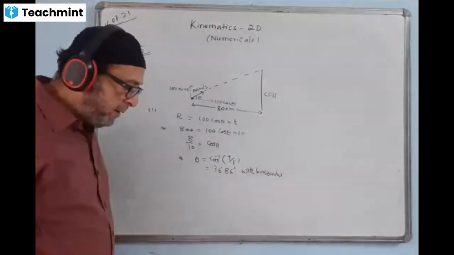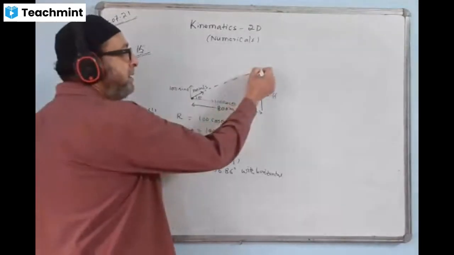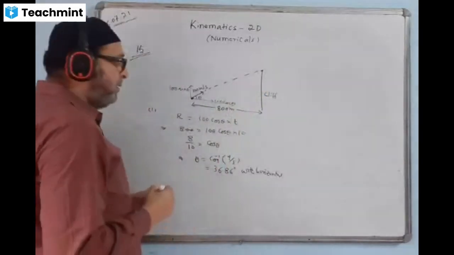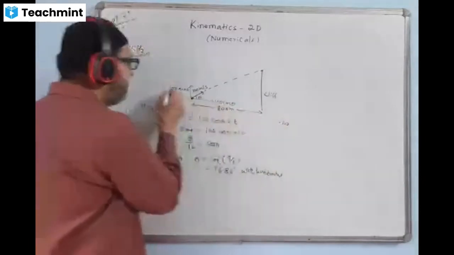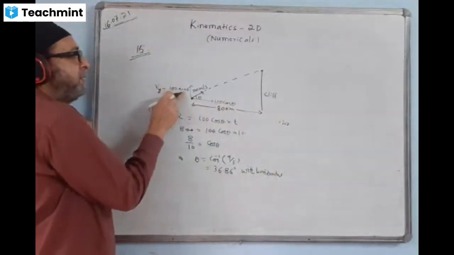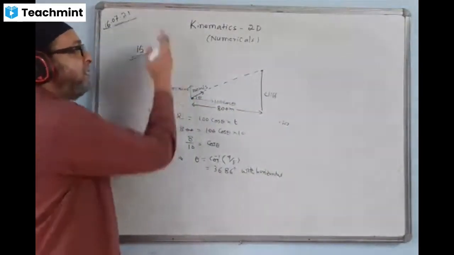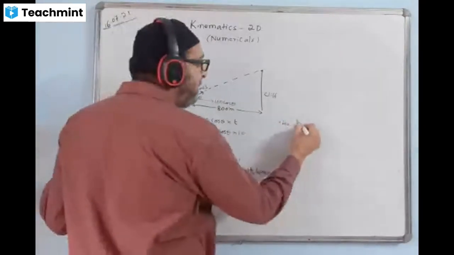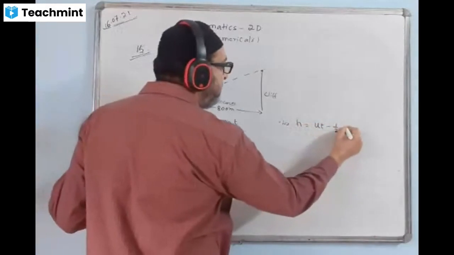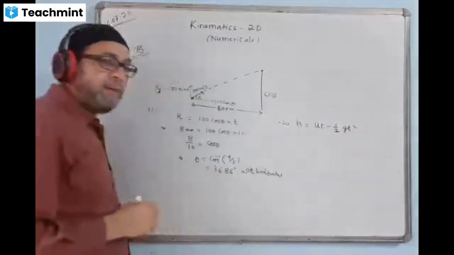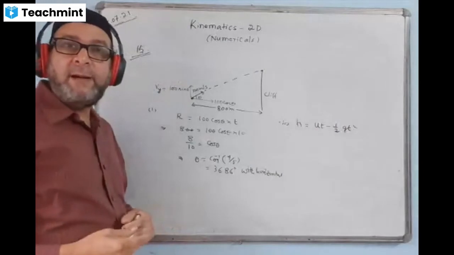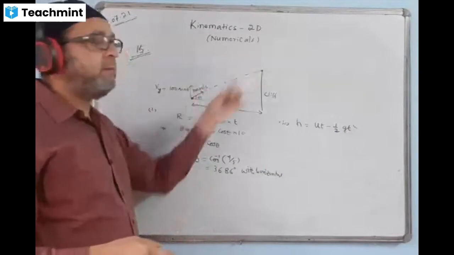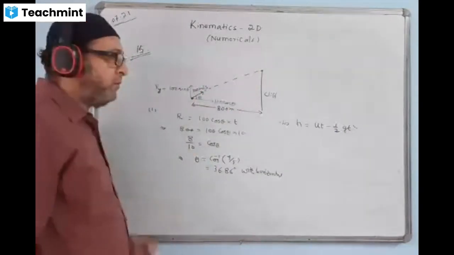Now the second part: at what height is it hitting the cliff? 100 sin theta is responsible for the height. So I will directly use the formula h equals ut minus half g t squared, because timing is given. This height is not the maximum height. Remember, the question never says this is the maximum height. It could be a height somewhere during the course of its motion.